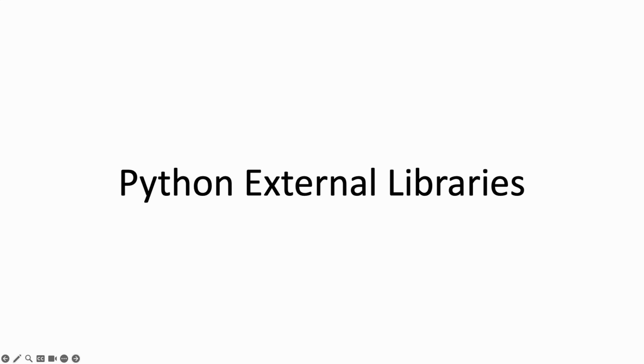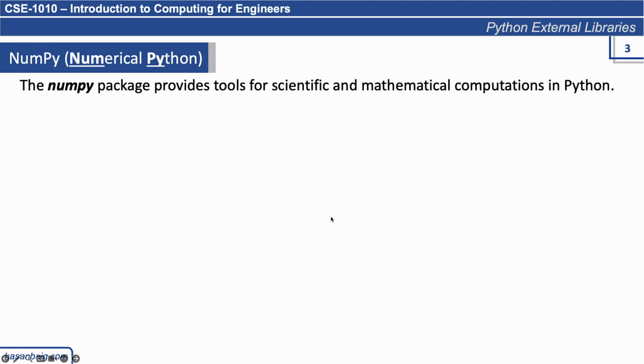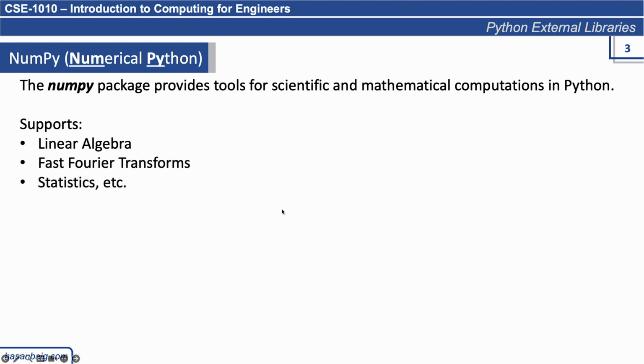Python external libraries. As the name suggests, we are going to discuss some external libraries that do not come pre-installed with Python. The first library that we are going to discuss is NumPy, short for Numerical Python. The NumPy package provides tools for scientific and mathematical computations in Python. For example, NumPy includes functions that can be used to perform linear algebra operations, fast Fourier transforms, and statistics, etc.